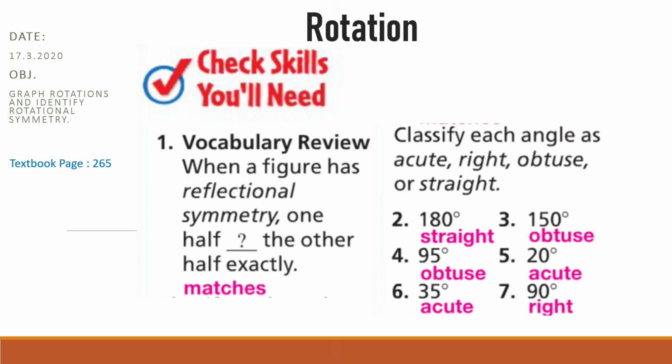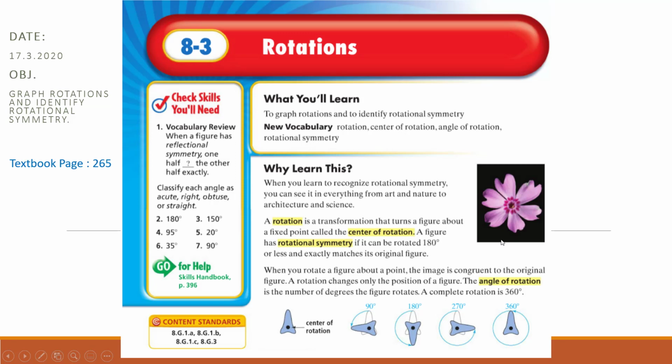Okay, now back to the lesson. Let's start with the meaning of rotation. A rotation is a transformation that turns a figure about a fixed point. This fixed point is called the center of rotation. A figure has rotational symmetry if it can be rotated 180 degrees or less and exactly matches its original figure.